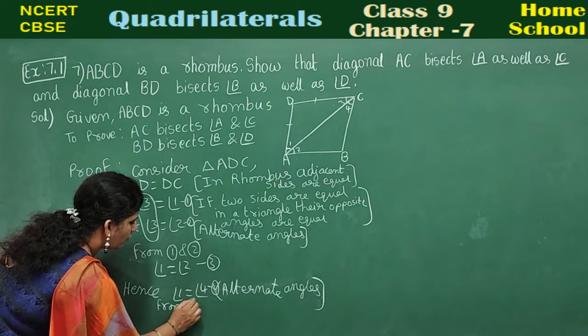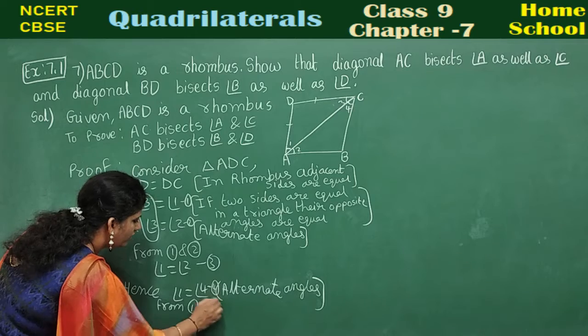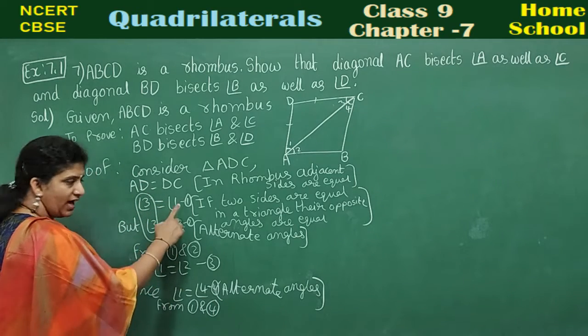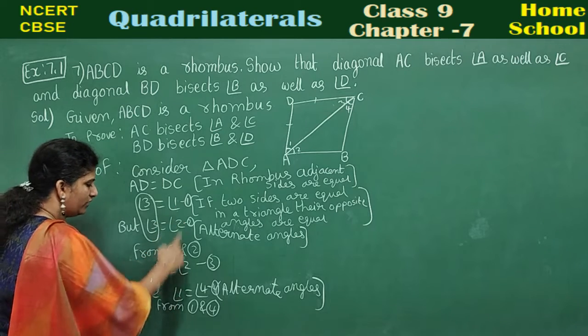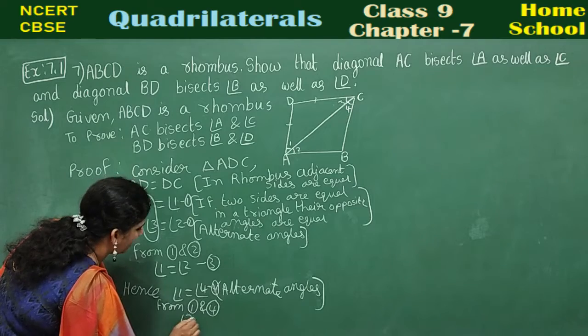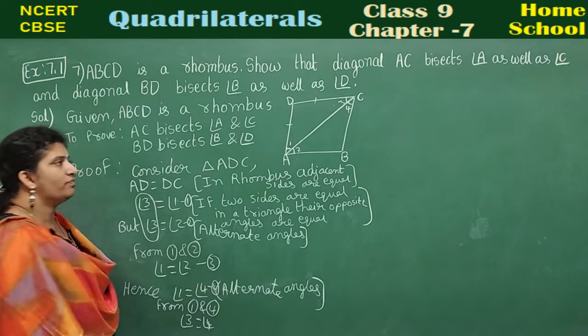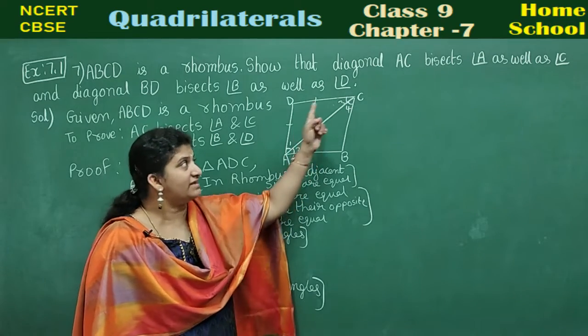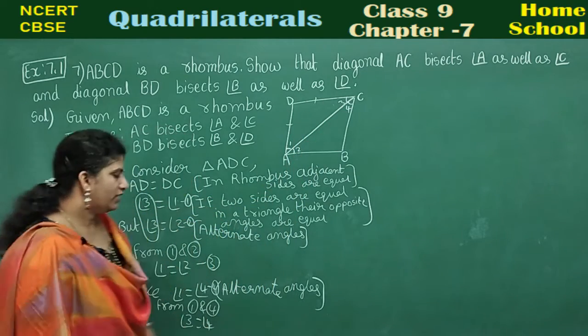From equations 1 and 4, compare these two. Angle 1 is common in both. And I say that from 1 and 4, angle 3 is equal to angle 4. Now observe here. Yes, AC diagonal bisects angle C also.